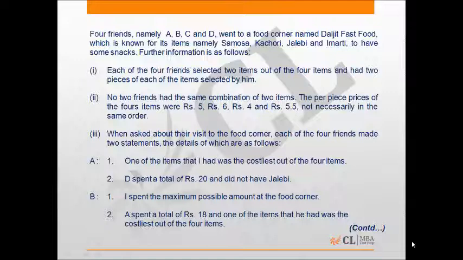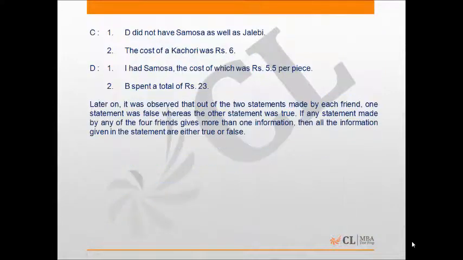When asked about the visit to the corner, each friend made 2 statements. So these are the statements of the persons. Later on, it was observed that out of the 2 statements made by each of the friends, one statement was false, the other was true. And if any statement made by any of the 4 friends gave more than one piece of information, either both the pieces of information are true or both are false. So if I know that one of the pieces of information is false, the other has to be false, and the same is true vice versa.